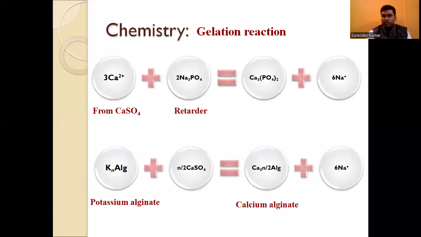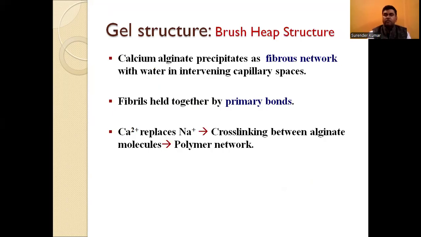Chemistry: from calcium sulfate, we get the calcium ions. They react with the retardant, that is the sodium phosphate. It forms the calcium phosphate plus sodium ion. Once the sodium phosphate is used up, then finally the potassium alginate reacts with calcium sulfate, which is the reactor, to form the calcium alginate. And this two-layer retarder gives us time for manipulation.